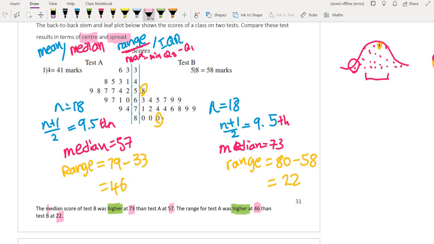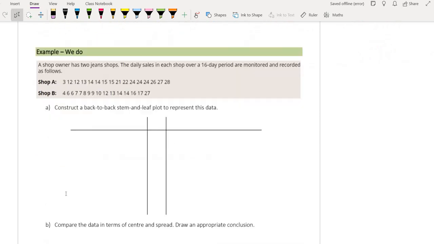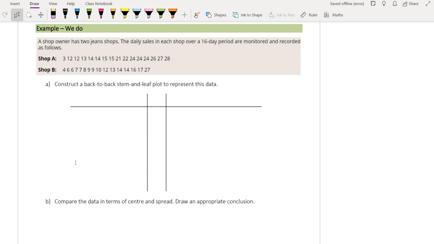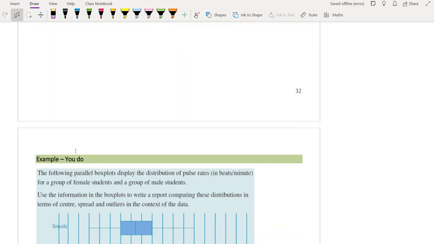This is where we compare the center: test B was higher at 73 than test A at 57. And for the range, this is where we compare the spread: test A was higher at 46, test B at 22. So that's all you had to do. I'm going to skip over this one for a second and go straight to this one.